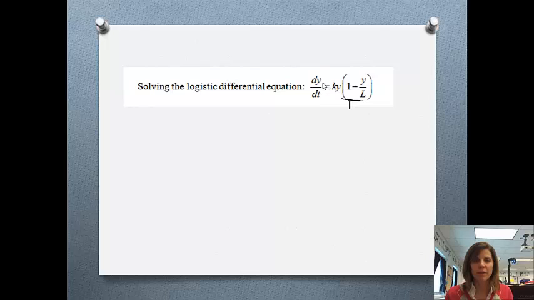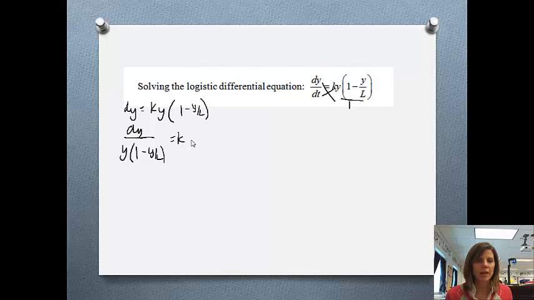All right, so solving this equation, here we go. First thing I'm going to do is put a 1 underneath. I'm going to cross multiply. So I'm going to get dy is equal to ky times the quantity 1 minus y over L. All right, I need to get my y's on the left side, so I will do that by dividing. So I'm going to get dy over y times the quantity 1 minus y over L, equals k dt. All right, we have our variables separated, so I'm ready to take the integral of both sides.